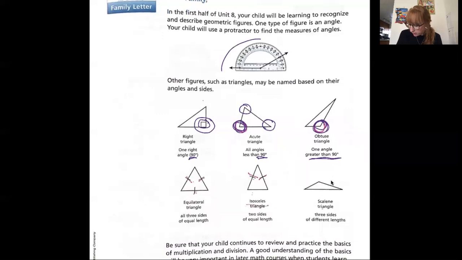This tool here that we're using is called a protractor, and that will help us measure angles in triangles or even squares or rectangles. Whatever angle we're trying to measure, this protractor will help us measure those angles.